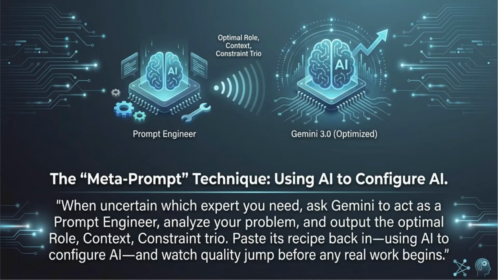Part 5. The meta prompt technique. Now I want to share a secret weapon. I call this the meta prompt. Sometimes you don't know what the best persona is. You have a complex problem, and you don't know if you need a mathematician, a programmer, or a philosopher. So ask Gemini 3.0 to hire the team.